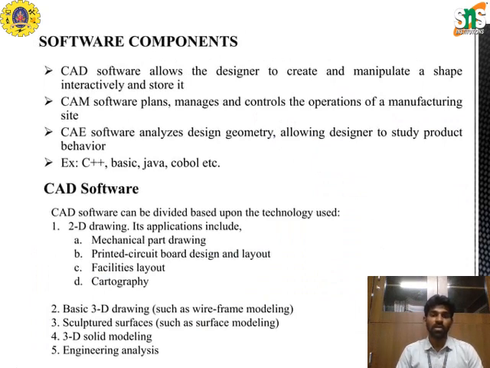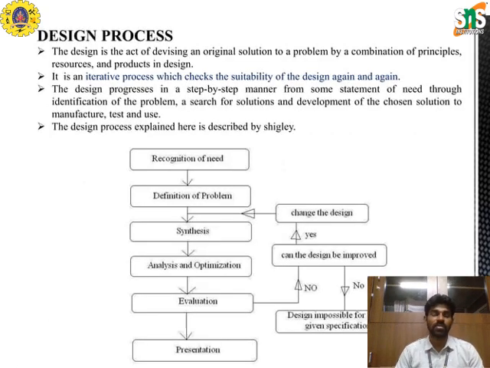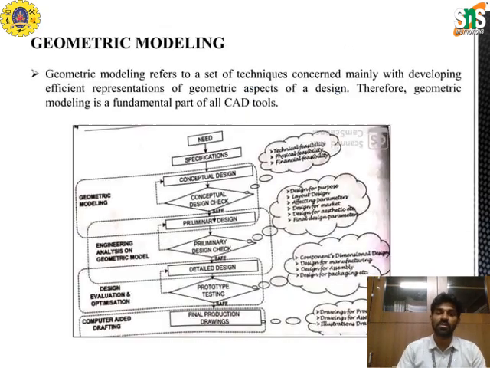The software component is CAD software, which is widely used, for example for design geometry in C++, Basic, Java, COBOL, and other software. In CAD software, the technology is used in mechanical part drawing, printed circuit board design layout, and cartography. Basic 3D drawing is in sculpted surfaces, 3D solid modeling, and engineering analysis. In the design process, the flow chart covers recognition of the need, definition of the problem, synthesis and analysis, optimization, evaluation, and presentation, and it can change direction to design improvements.